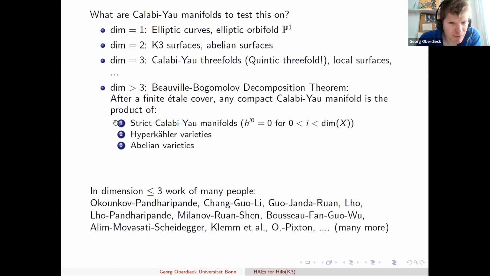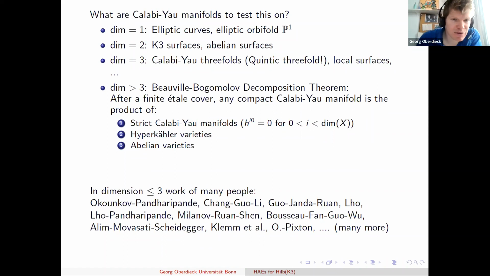The strict Calabi-Yau manifolds in higher dimension are, I think, also interesting, but maybe I will not discuss this right now. The abelian varieties are less interesting just because you don't expect to have any curves in dimension bigger or equal to 4 unless they're in some sense degenerate.